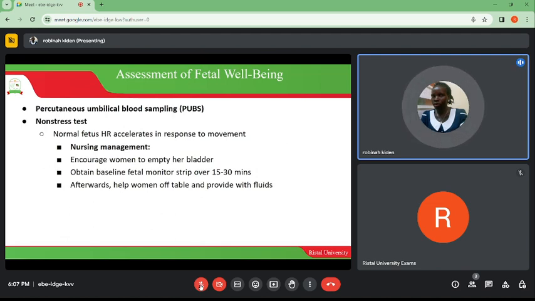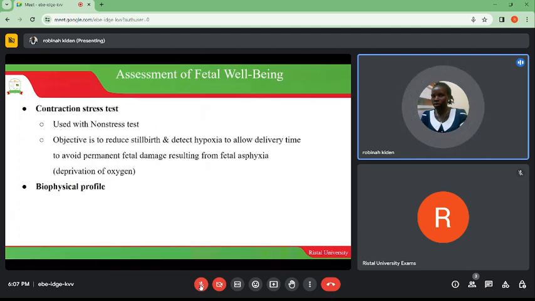Then we have percutaneous umbilical blood sampling, PUBS. Then we have this, a non-stress test. A normal fetal heart rate accelerates in response to movement. Nursing management: we encourage the women to empty the bladder, then also obtain a baseline fetal monitor strip over 15 to 30 minutes. Then afterwards, help women off the table and provide them with fluids.